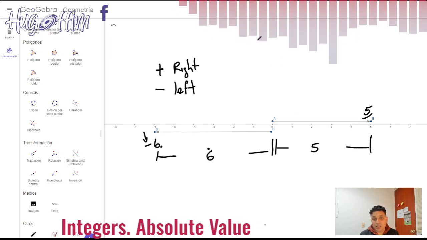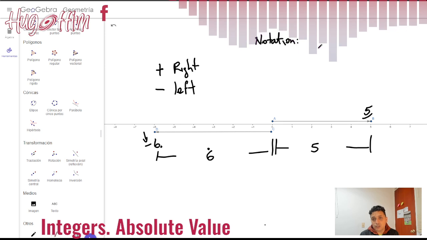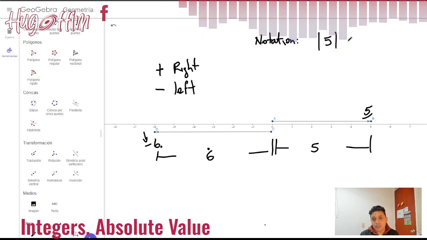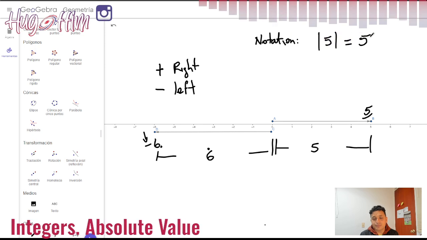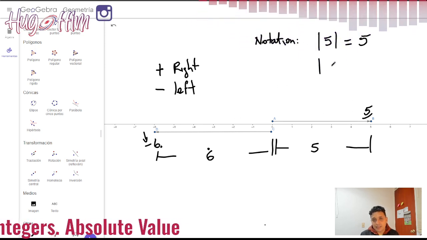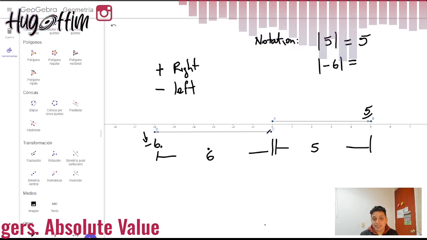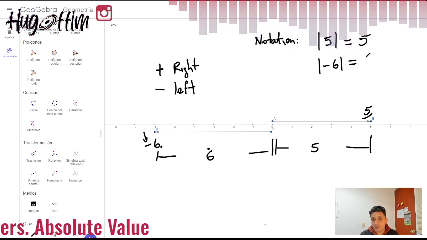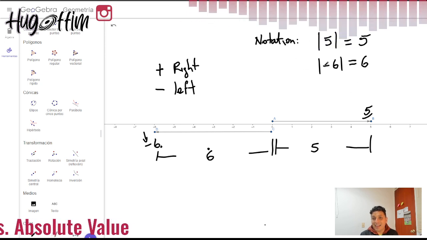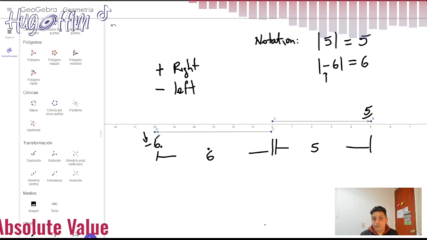Now let's use a little bit of notation. The notation to write the absolute value is to put these bars around the number. In this case, the absolute value of -6, that is the distance from 0 to -6, is going to be 6. And then the sign is going to tell me that it is an arrow moving to the left.